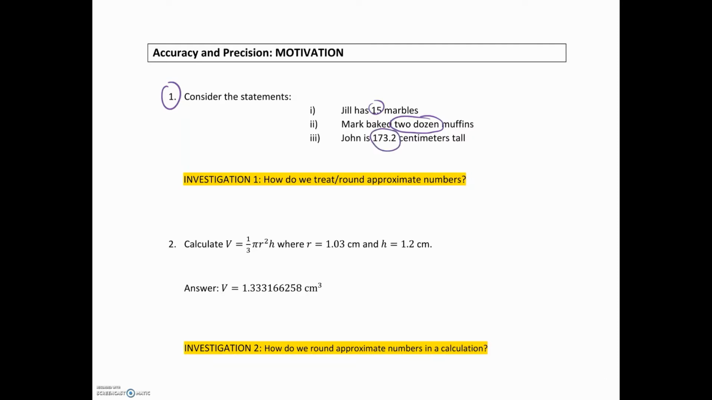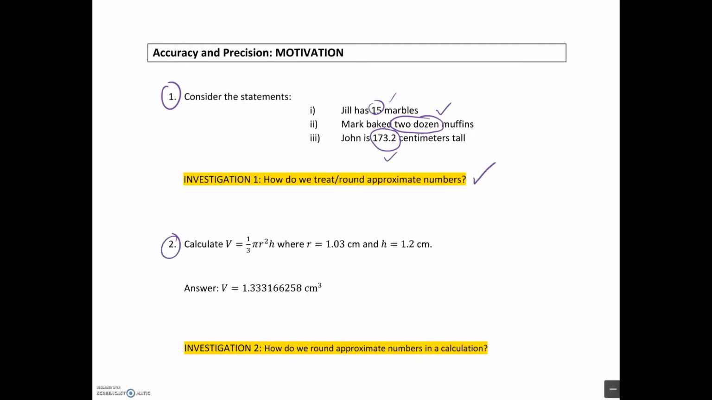So, question, is the 15 an exact or an approximate number? 2 dozen, is that approximate or exact? 173.2, is that approximate or exact? As we'll see, the 173.2 is approximate. All measurements are approximate, and we'll have to consider how to treat or round approximate numbers. That will be one of our considerations.